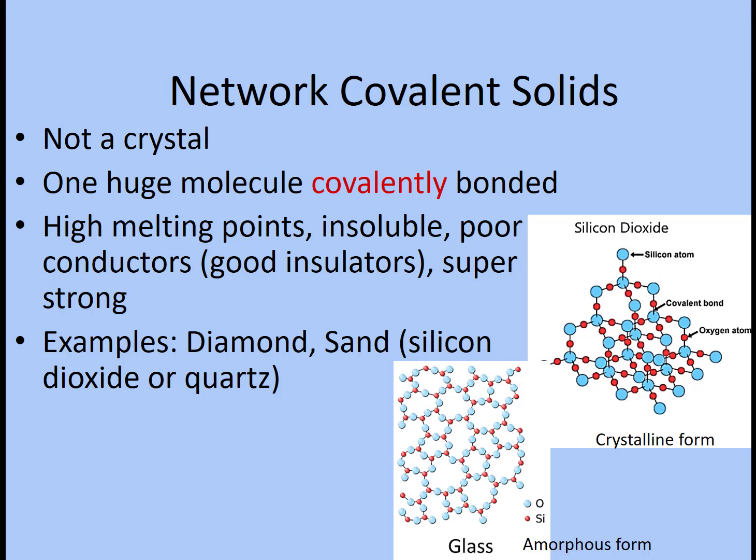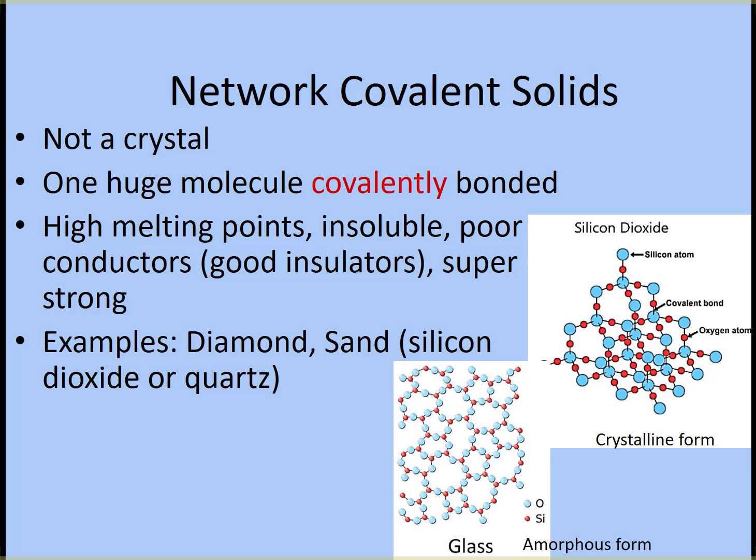A network covalent solid is a giant macromolecule that is connected with covalent bonds. They have the highest melting points of any substance. They are insoluble in water. They are poor conductors but good insulators, and they are super strong. Some examples are diamond and sand, or silicon dioxide.